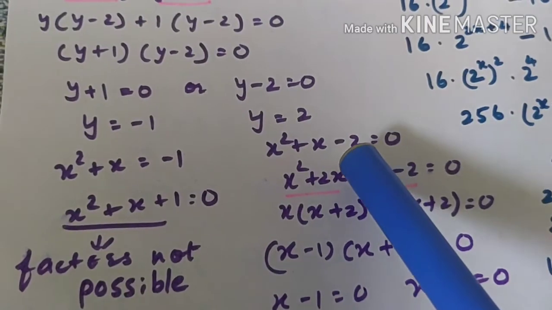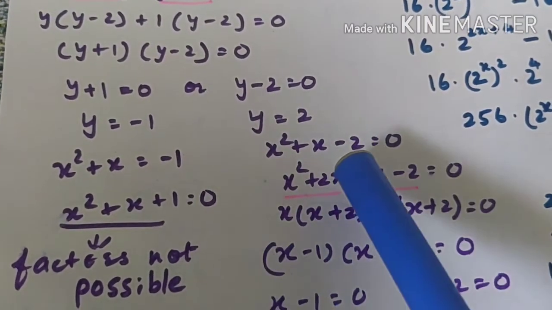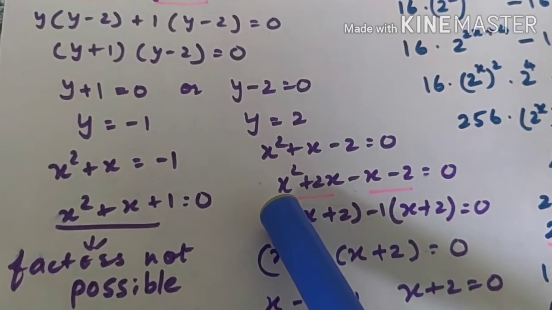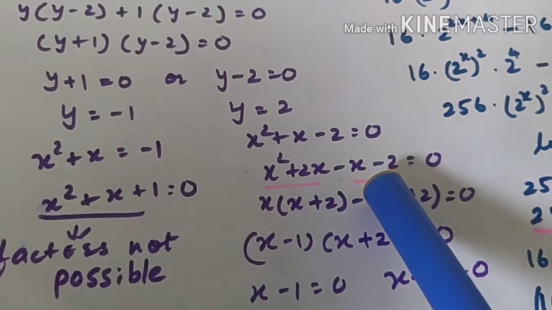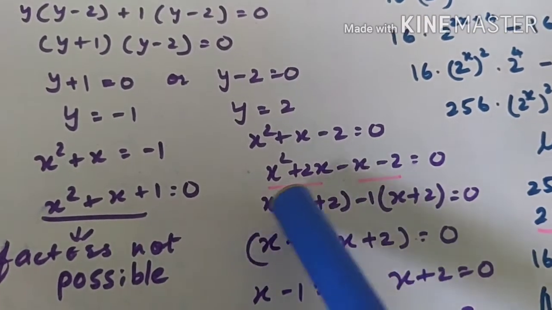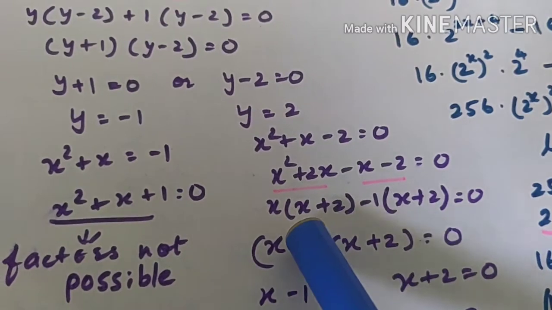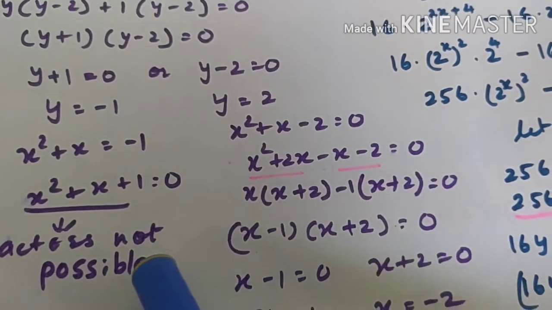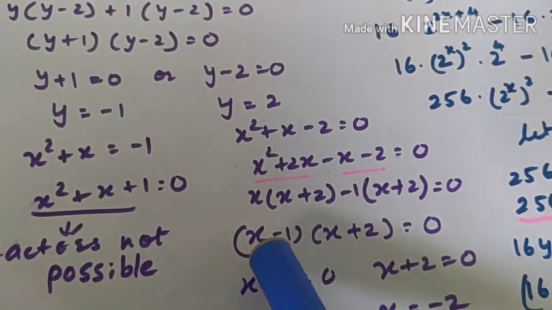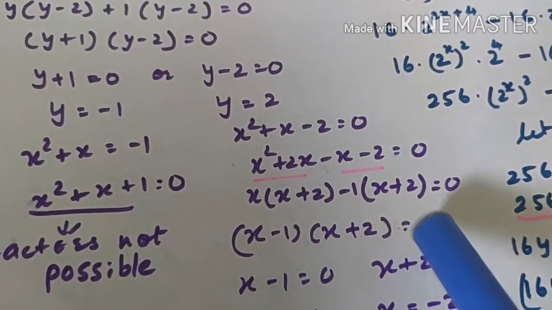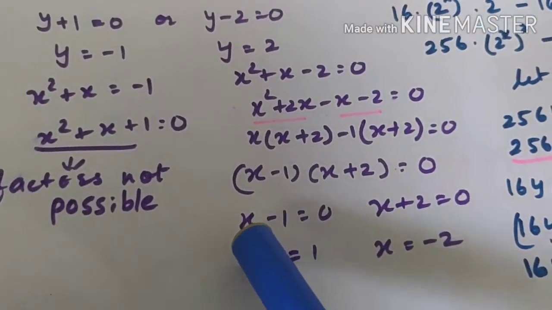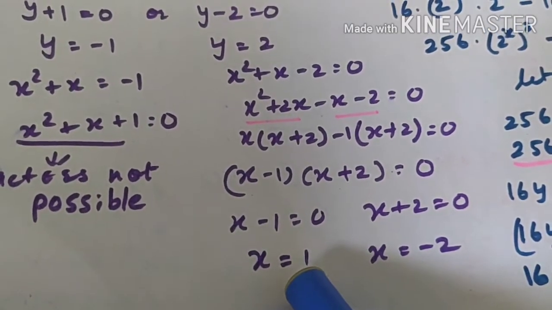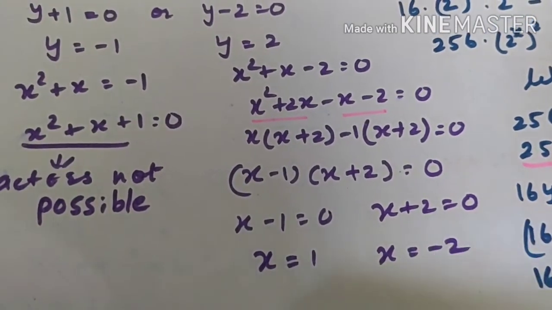But here we have the possibility of factors. You can see this is 2, so I get 1 here. 2 ones are 2 is possible. So I write here x square plus 2x minus x minus 2 is equal to 0. From the first two terms x is common, x plus 2, minus 1 common, x plus 2 is equal to 0. So now the other brackets I get: x minus 1, x plus 2 is equal to 0. So separating, x minus 1 is 0, x plus 2 is 0, I get two roots: x is equal to 1 and x is equal to minus 2.